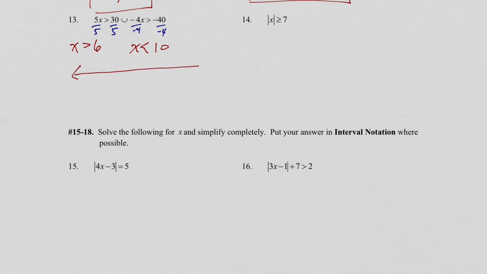So on the number line, I'm going to put 6 to the left of 10. And greater than 6 looks like this. Less than 10 looks like this. And because this is a union, that's the upside down U, it's the place covered by either line. So all the way from negative infinity up to positive infinity.